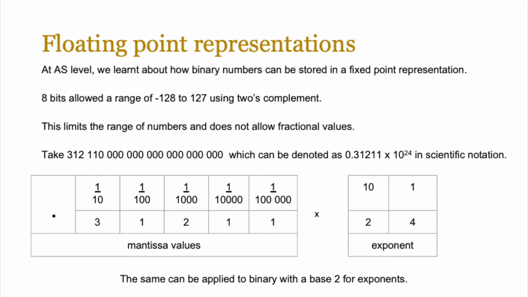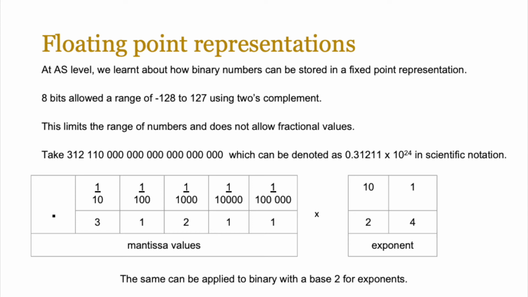So at AS level, we learned about how binary numbers can be stored in a fixed point representation. That basically means that the representation doesn't change. 8 bits allowed a range of -128 to 127 using 2's complement. This limits the range of numbers and does not allow for fractional values. So how do we go about storing big numbers? Well, let's look at this big number, 312110, and you've got another 18 zeros after that.